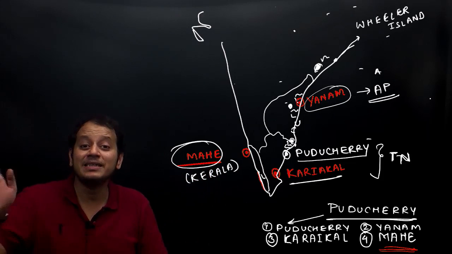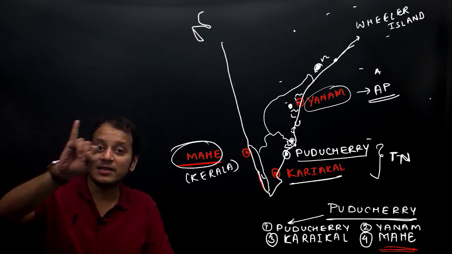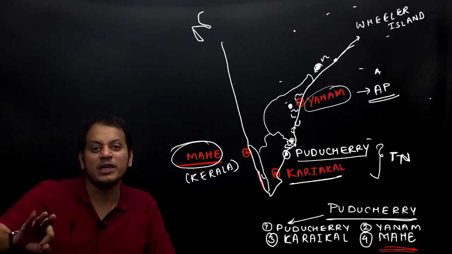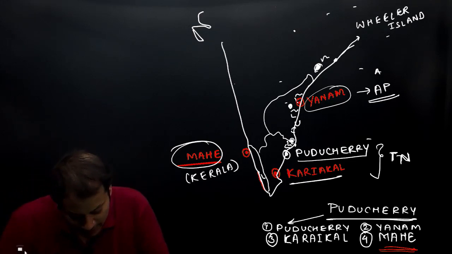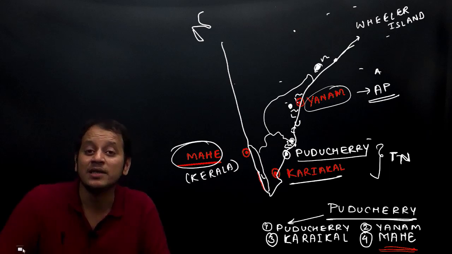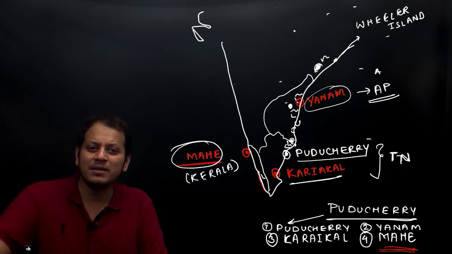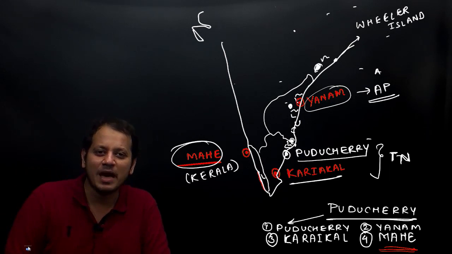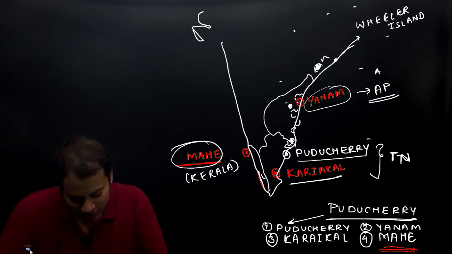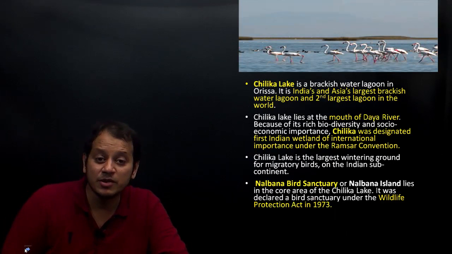Now what are the remaining three things we did? We did the three lakes, that is the Chilka, Kolleru and Pulicat. Let us study these important wetlands, because the questions may not come directly from geography, but may come from the cousin of geography, that is environment and ecology. So let us study this. Let us study first about the Chilka Lake.